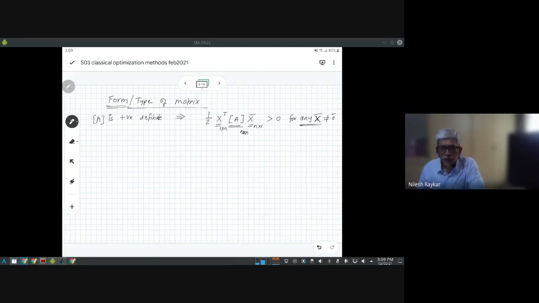If you take 0, obviously you will get 0. So for any non-zero value of x bar, you calculate this particular product. If it is greater than 0, then this particular matrix is called positive definite. Similarly, there are definitions for the remaining terms, but here we will just focus on this because that will lead us to the minima point.